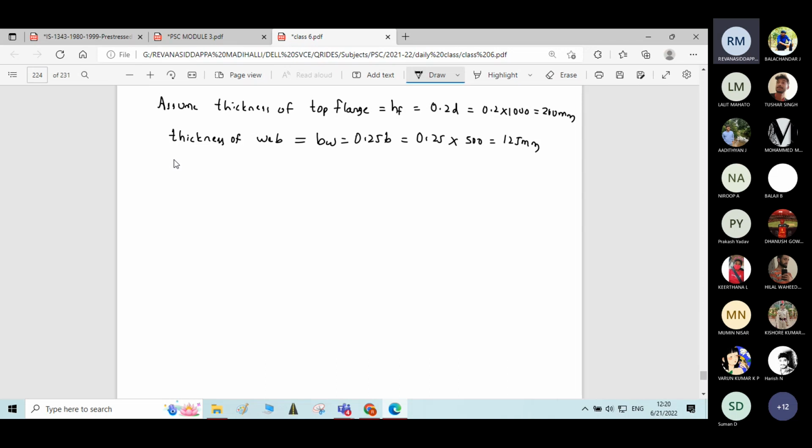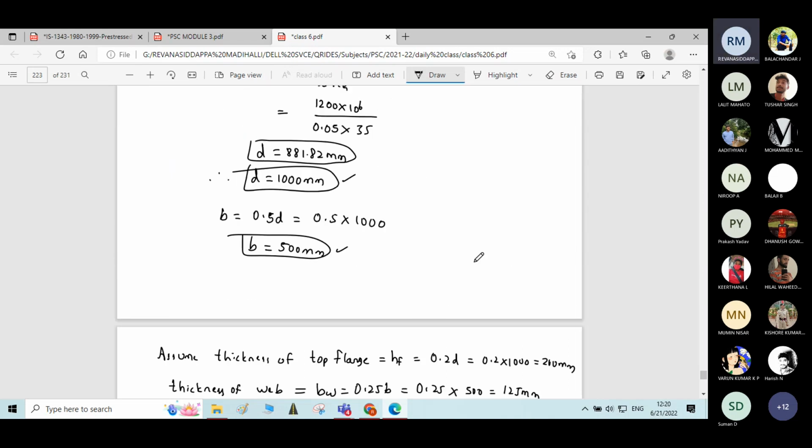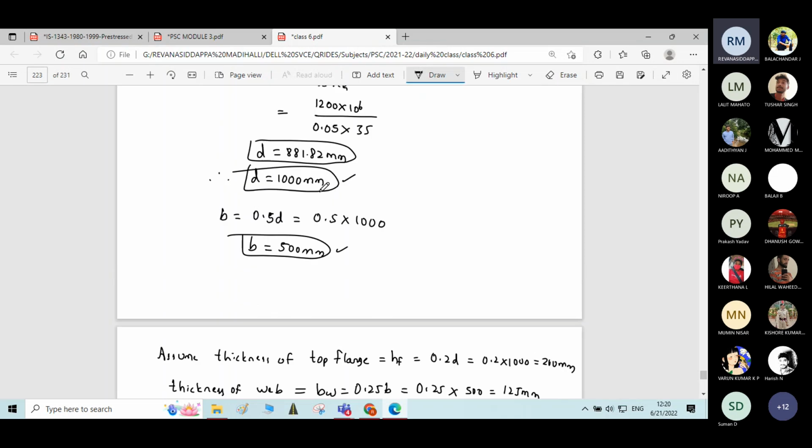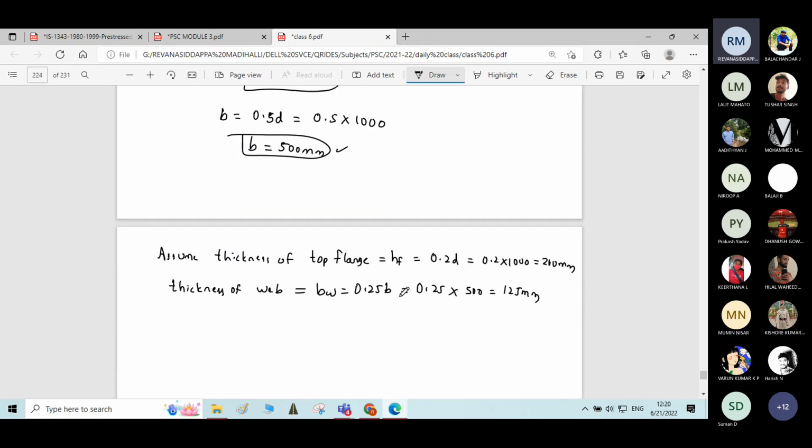Okay. Now we have decided all sectional dimensions, correct? Width of flange, thickness of flange, width of web, and effective depth of the I section. So the deciding of sectional dimensions is over. Next is to calculate the area of prestressing steel still required, correct? For that, what is the procedure we have followed for the previous problem? Same procedure we have to follow here.